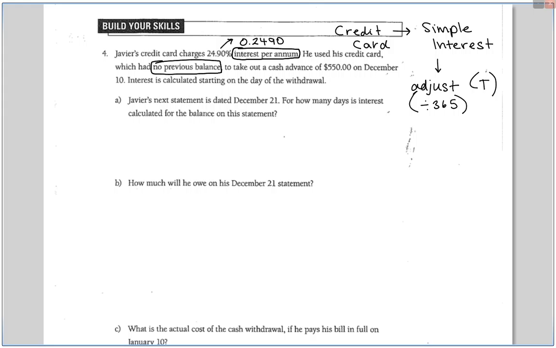What does that mean, no previous balance? His credit card's paid off. He's a responsible user. So he's only got this cash advance of $550. In real life, guys, never do cash advance on credit cards. You get charged interest starting the moment you take it, and it's very high interest. You're better off borrowing money from a mom or dad or a parent or a friend or anybody, even the mafia. Just kidding.